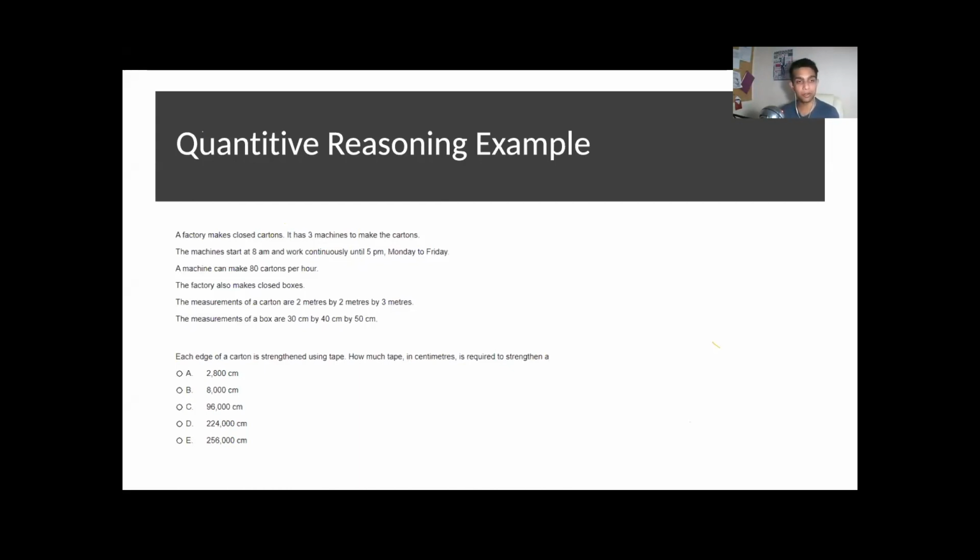The factory also makes closed boxes. The measurements of the carton are 2 meters by 2 meters by 3 meters, and the measurements of a box are 30 centimeters by 40 by 50. Each edge of a carton is strengthened using tape. How much tape in centimeters is required to strengthen all 80 cartons? That's the part that was cut off. So it's calculating the amount of tape required to strengthen all the edges of 80 cartons.